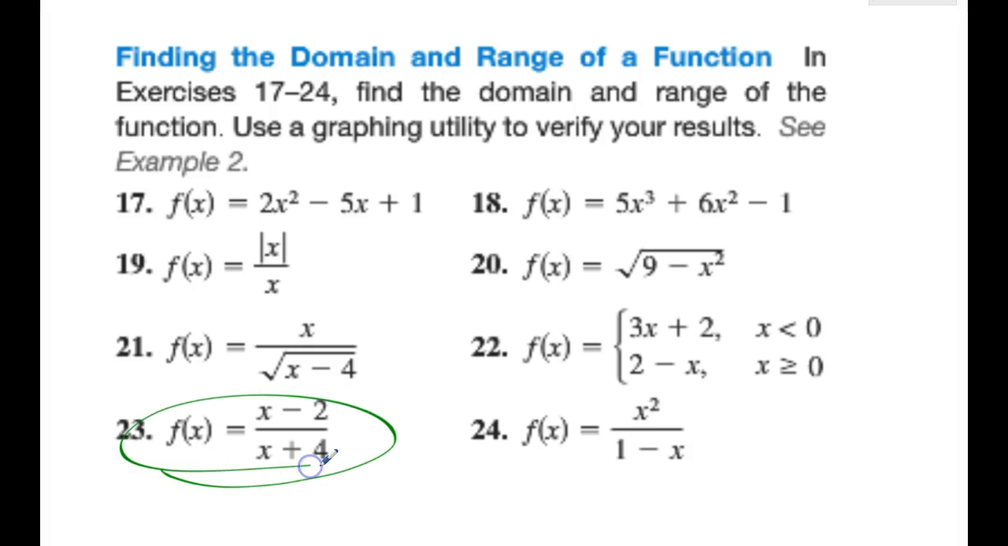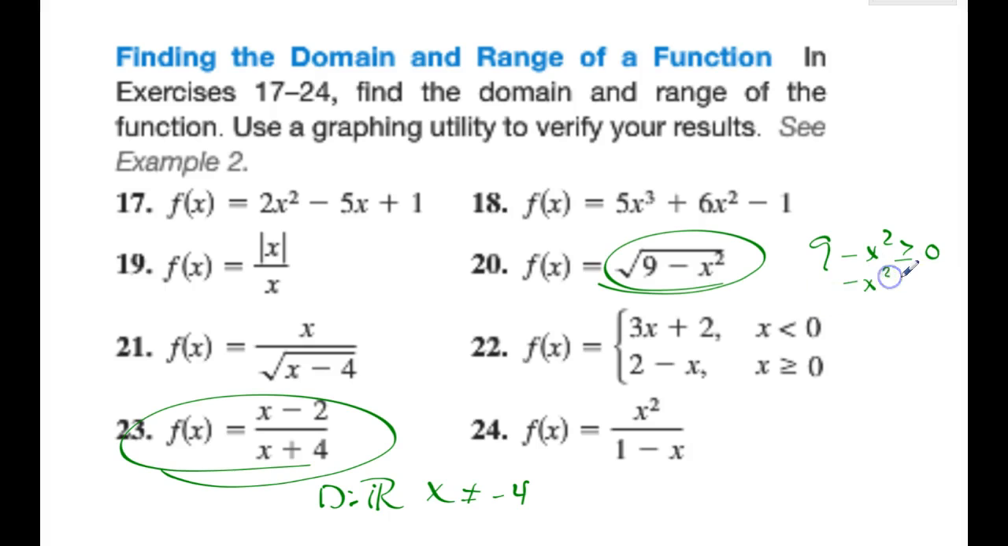When you run across a problem like this and I'm asking for the domain, it would probably be all reals, except x can't make the denominator zero, so x can't be negative 4. And then here you want to make sure that 9 minus x squared is greater than or equal to 0. So negative x squared is greater than or equal to negative 9. Remember, when you divide through by a negative, that inequality sign flips. So x has to be, when you take the square root, less than or equal to 3, and x has to be greater than or equal to negative 3.